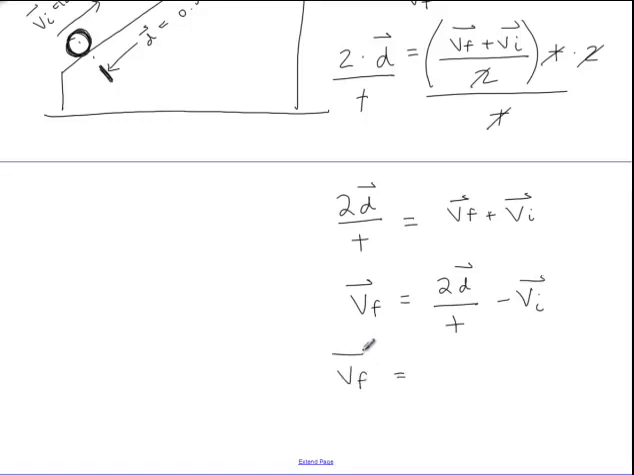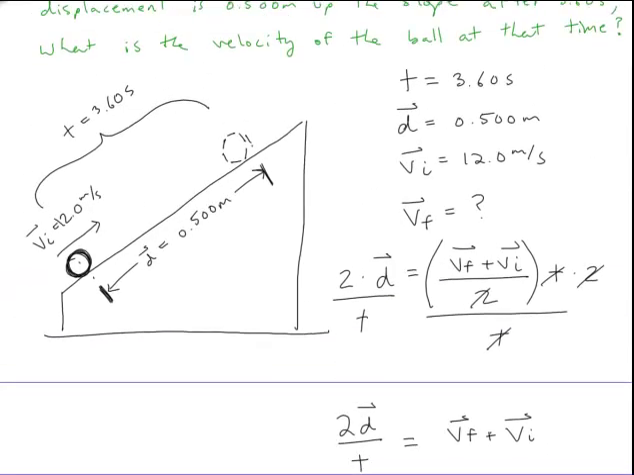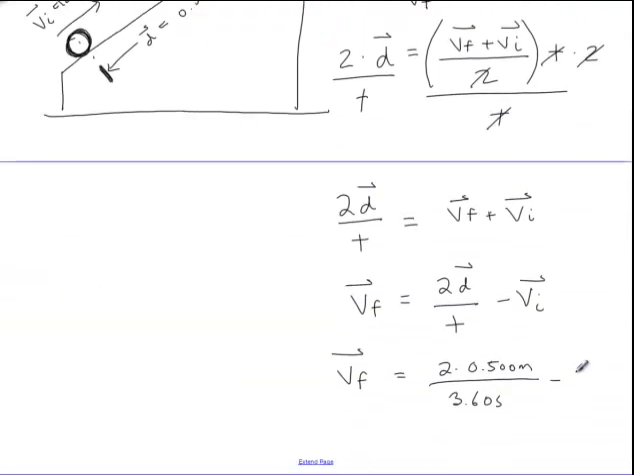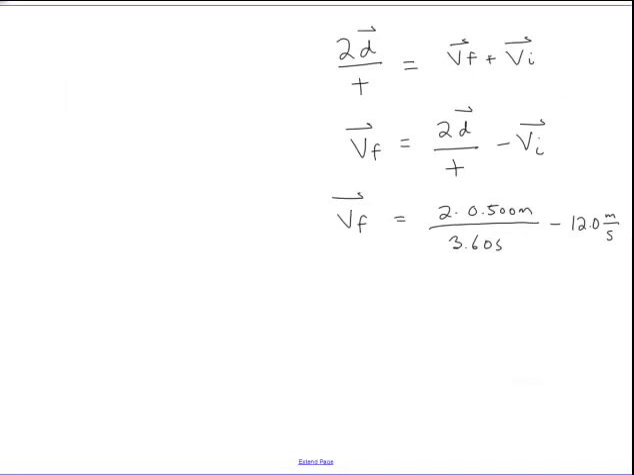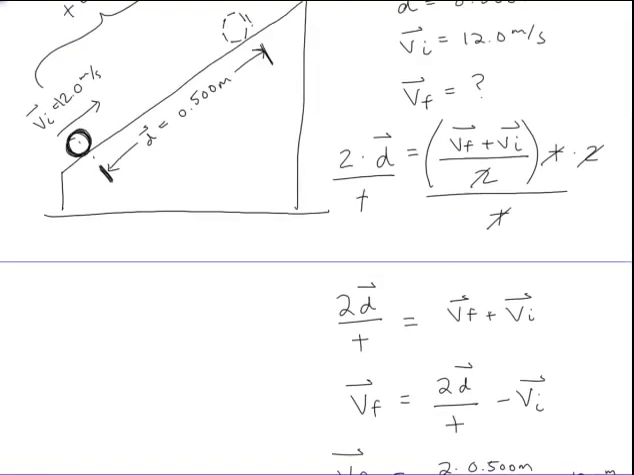Let's plug that in and get velocity final. 2 times displacement, 0.500 meters, divided by time, which was 3.60 seconds, and we're going to subtract our initial velocity, which is 12.0 meters per second. If you plug that into your calculator, you do 2 times 0.5, which is 1, divided by 3.6, which is a very small number, minus 12. It gives us a negative number, negative 11.7 meters per second.